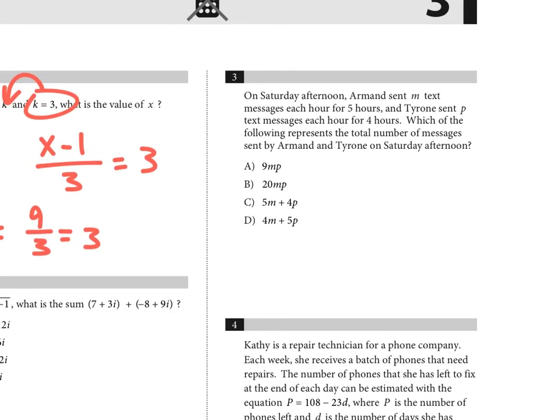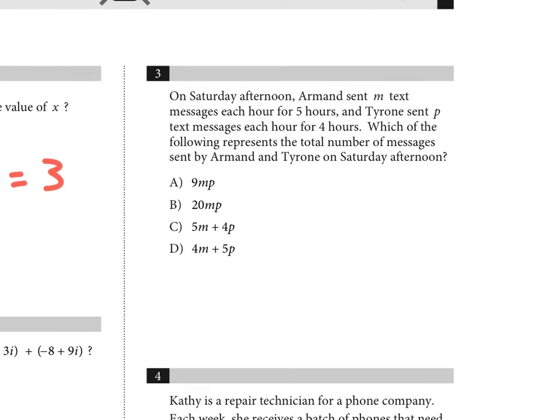Okay. Number 3, this is one, in my opinion, I think we all should have said yes. Oh, I'm on the wrong page. Is it C? Yes, this one was C. Okay. Armand sent M text messages each hour for 5 hours. Tyrone sent P messages for 4 hours. So 5M plus 5P. And you don't multiply them, you add them together.